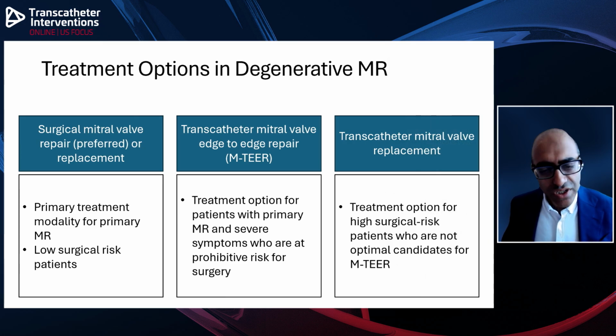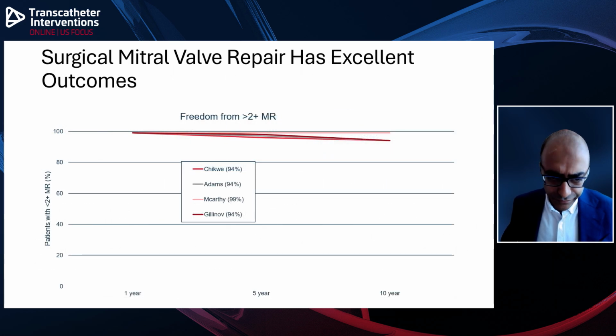So the treatment options for degenerative MR include surgical mitral valve repair or replacement, which is the primary treatment modality for degenerative MR in patients who are surgical candidates. Transcatheter mitral valve edge-to-edge repair, popularly known as mitral TEER, which is a treatment option for patients with primary MR and severe symptoms who are at a prohibitive risk for surgery. And transcatheter mitral valve replacement, which is in clinical trials as a treatment option for high surgical risk patients who are not optimal candidates for mitral TEER.